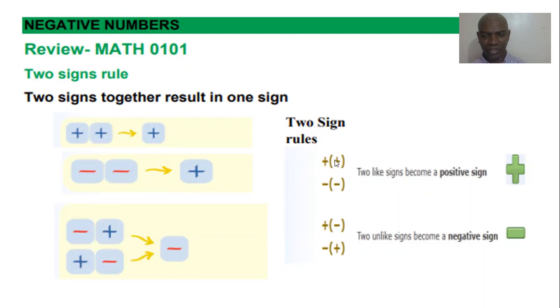Two pluses multiplying, you have a plus. Two negatives multiplying, you have a positive. A plus times a negative is a negative. A negative times a plus is a negative. And the same applies for division. So you can call it the two sign rule. Yes?